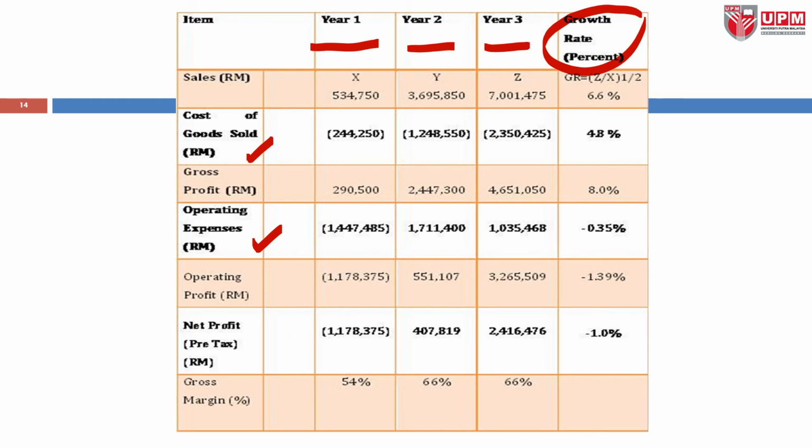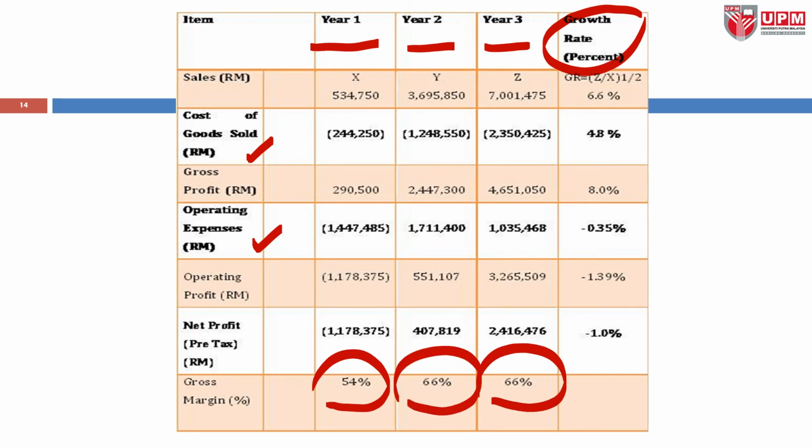At the bottom of the table, we can then look into the gross margin, whether it is 50%, 66%, or another 66%. So again, this is a projected income statement. So you can see whether the company is going to generate revenue in the future, or the company is going to be at a loss in certain years.